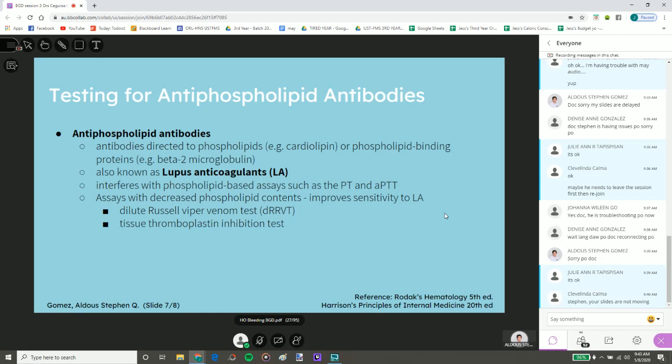Next, we have testing for antiphospholipid antibodies. So antiphospholipid antibodies are those antibodies which are directed against phospholipids or your phospholipid binding proteins such as your beta-2 microglobulin. In vitro, they are known as lupus anticoagulants and they interfere with phospholipid-based assays such as your PT and APTT. To correct this, we laboratory scientists have devised assays such as your dilute Russell Viper venom test and your tissue thromboplastin inhibition test, which improves sensitivity to lupus anticoagulants.